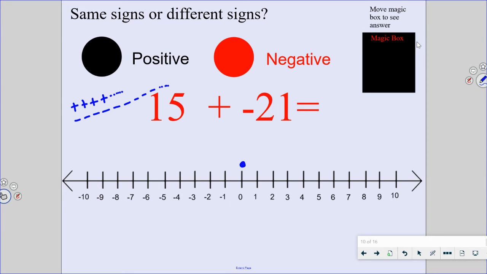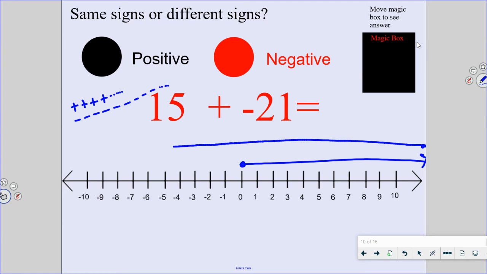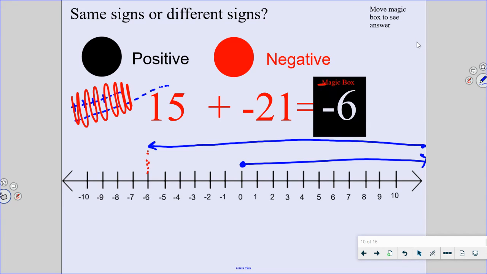On a number line, 15 goes way off the graph. -21 comes back, and then I wonder how far else it would go. Here's the point. There are going to be zero pairs where all the positives will cancel out, which means my answer definitely is going to be negative, but how much negative? In this case, final answer will be a -6.